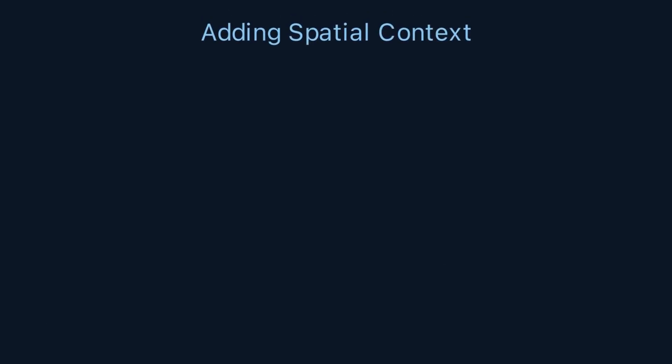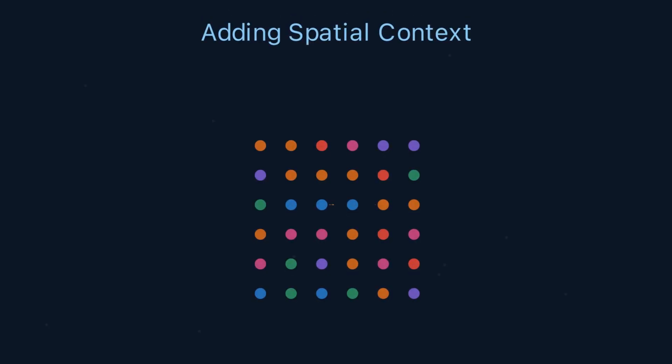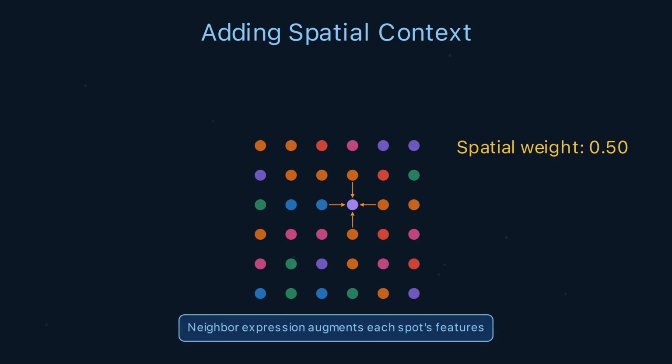Banksy changes the game by incorporating spatial information. For each spot, it looks at the neighbouring spots and averages their expression profiles. This neighbour average expression becomes an additional feature, augmenting the original data with geographic context. Now similar spots that are far apart can be distinguished.